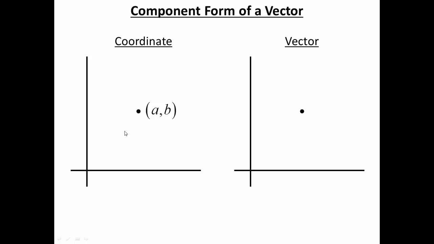A vector, on the other hand, is not a single point in space. It is the distance from the origin to that point. So instead of using the same notation that we use for a coordinate, parenthesis ordered pair, we still use an ordered pair, but we use arrow brackets. When there are arrow brackets, we're not talking about the coordinate. We are talking about the vector. So vector AB, arrow bracket AB, is the vector that begins at the origin and ends at the coordinate AB.